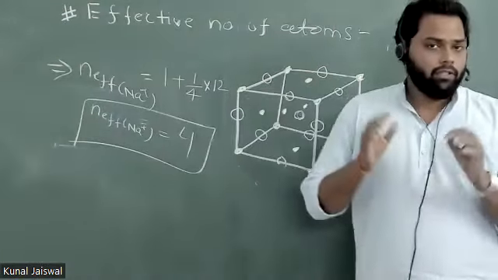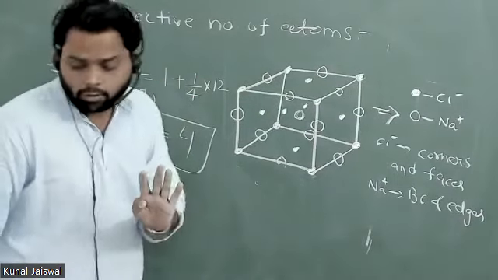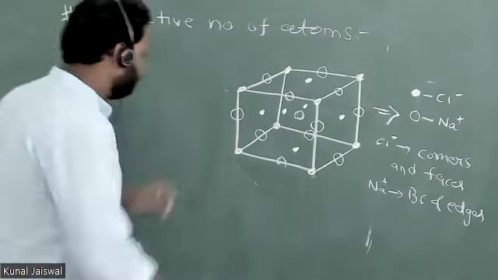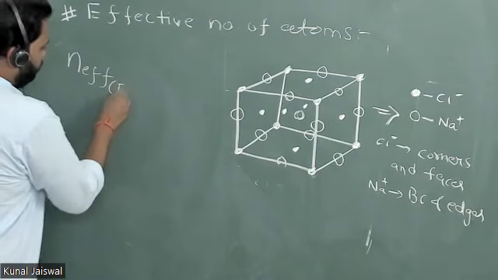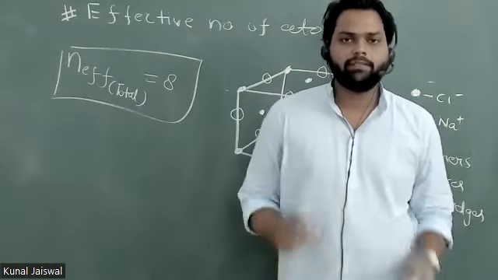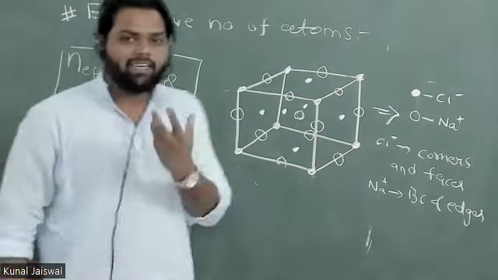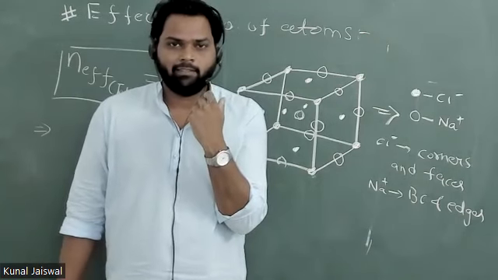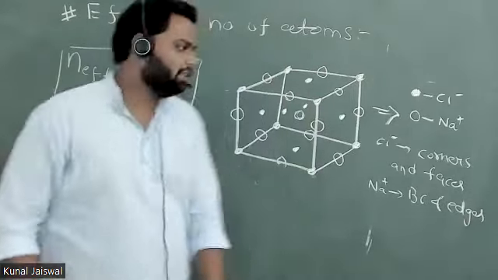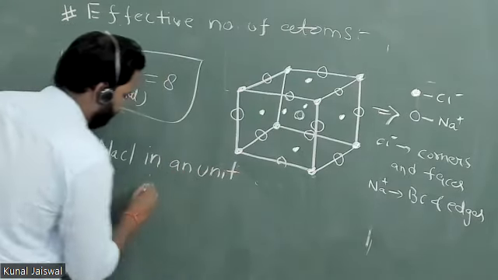Is that right? Do you understand? The effective number of Cl minus ions will be 4. The effective number of Na plus ions will also be 4. So tell me, what will be the effective number of total ions in a unit cell of NaCl? N effective total? 8. Simple. 4 from Cl minus, 4 from Na plus, right? Yes, sir. One more thing. What will be the total number of NaCl molecules in the unit cell? 4, sir. 4 Na and 4 Cl together make 4. So there will be 4 NaCl molecules in a unit cell of NaCl.